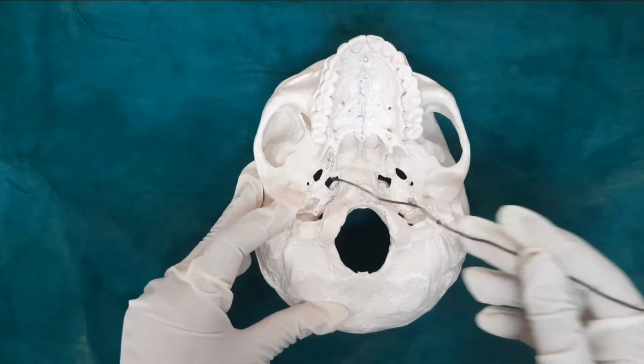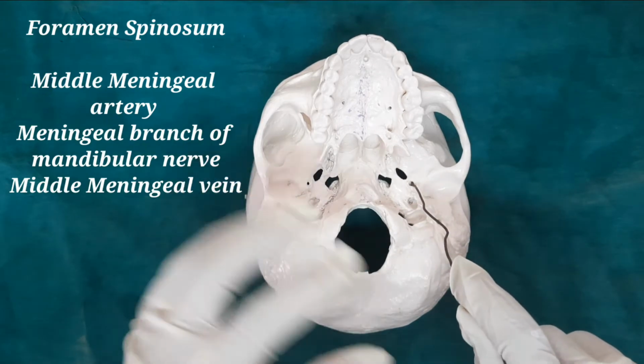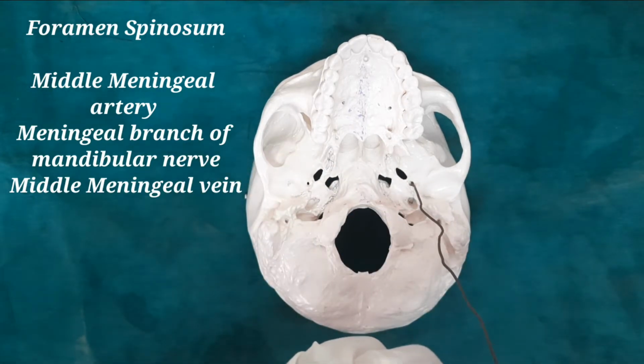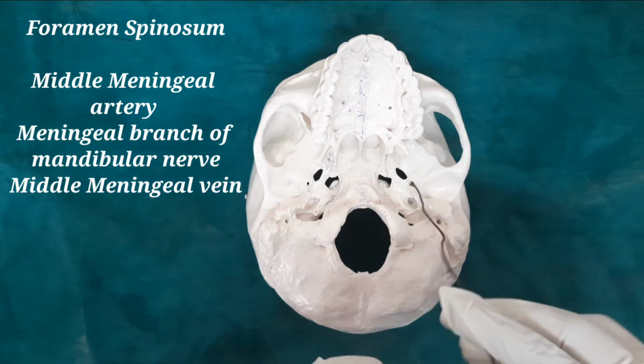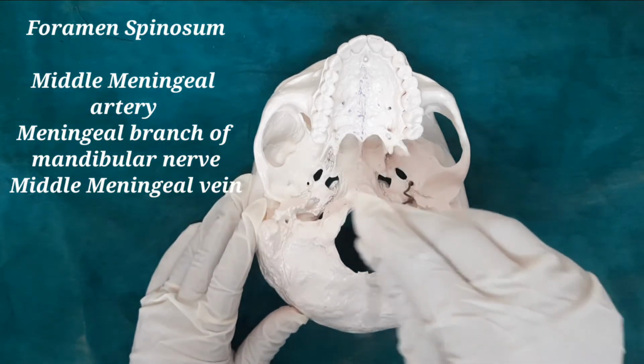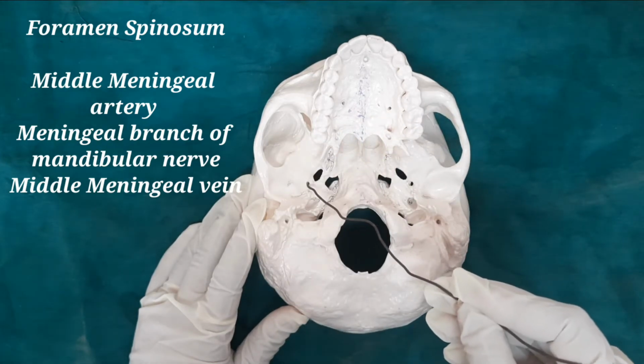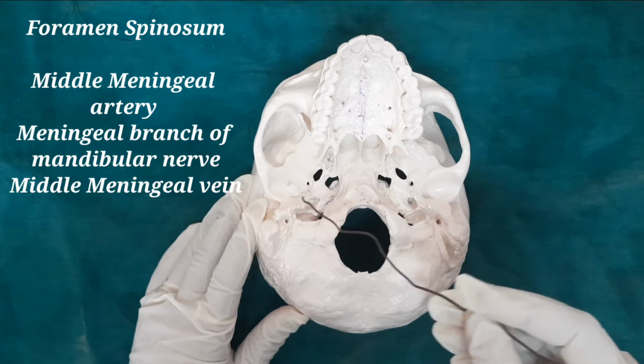Now just posterolateral to the foramen ovale there is the foramen spinosum and it transmits the middle meningeal artery, the meningeal branch of the mandibular nerve, which is also known as the nervus spinosus, and the posterior trunk of the middle meningeal vein. So here is the foramen spinosum.